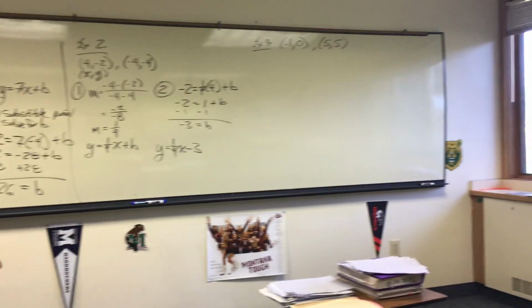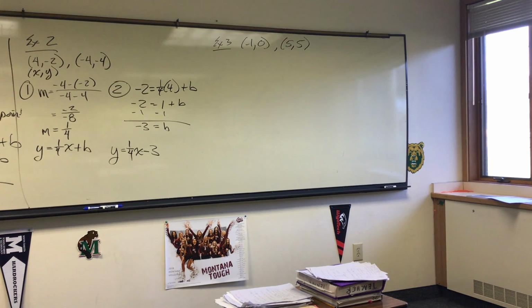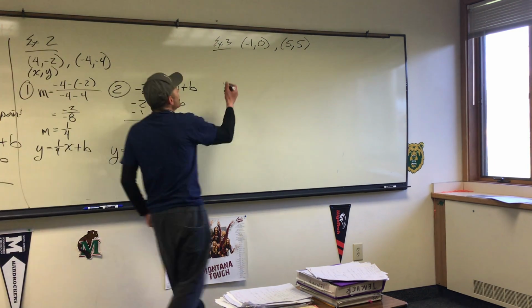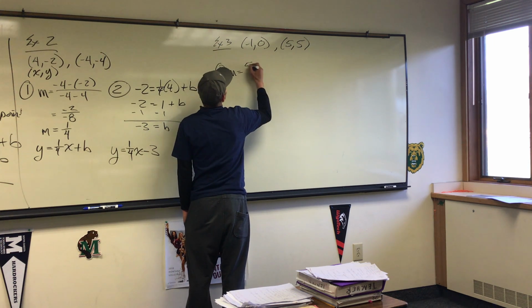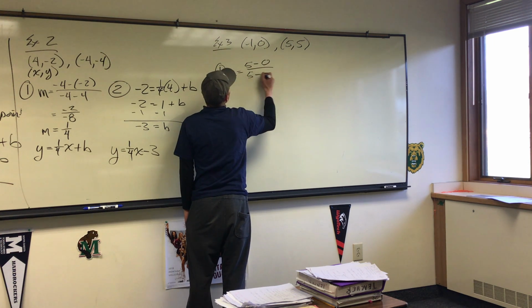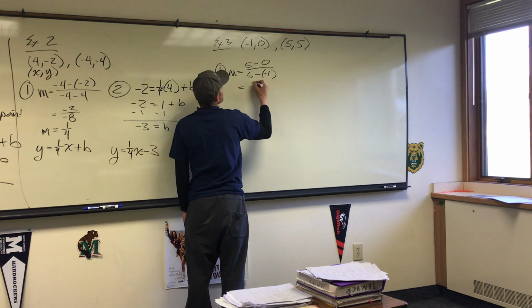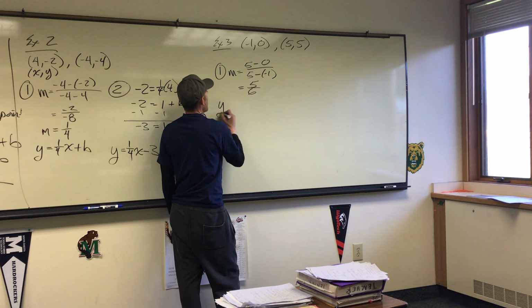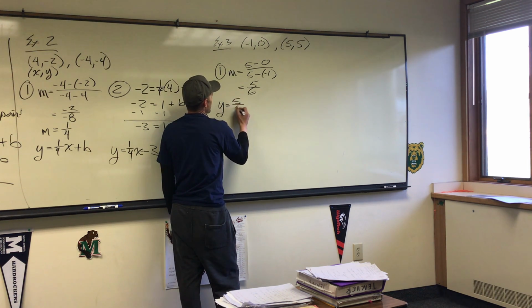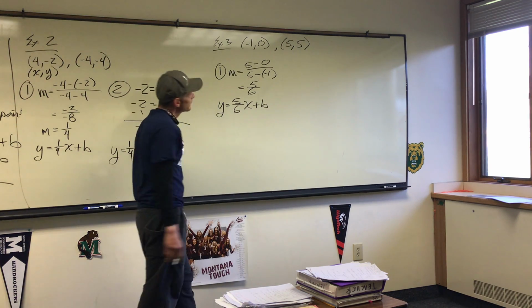Okay, one more. (negative 1, 0) and (5, 5). This is an interesting one. Let's try it out. First thing, find the slope. m is equal to 5 minus 0 over 5 minus negative 1. 5/6. So here our slope is a fraction. And I know that the slope is 5/6, so I'll write y equals 5/6 x plus b.